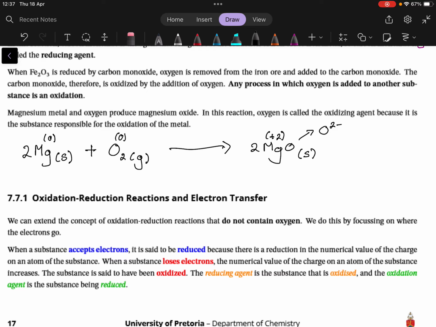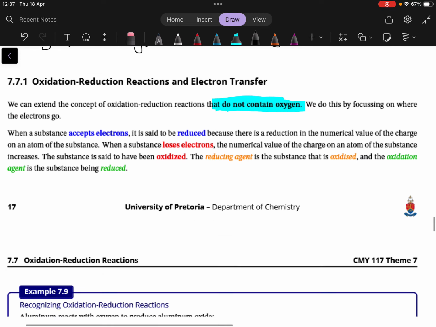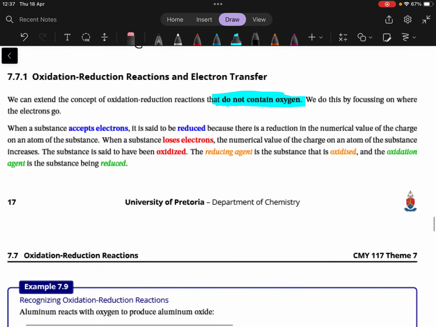So magnesium is oxidized, that makes it the reducing agent. Oxygen is reduced, in other words, it is the oxidizing agent. But as I mentioned, not all reactions contain oxygen. So we need to look at where the electrons go as the main point.